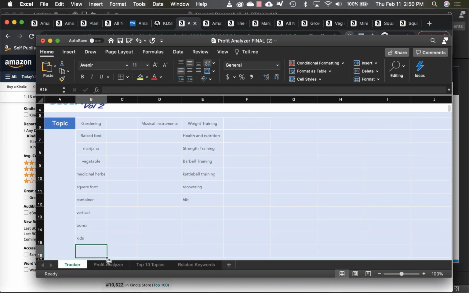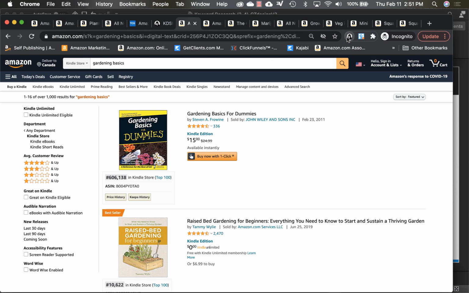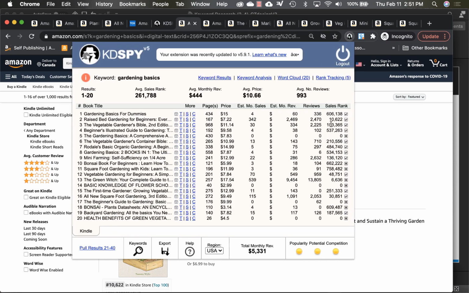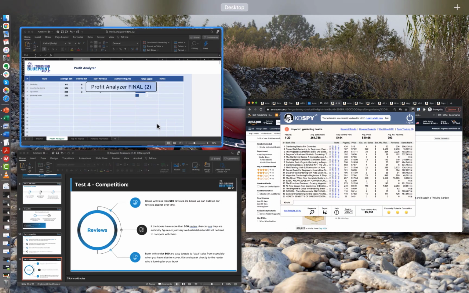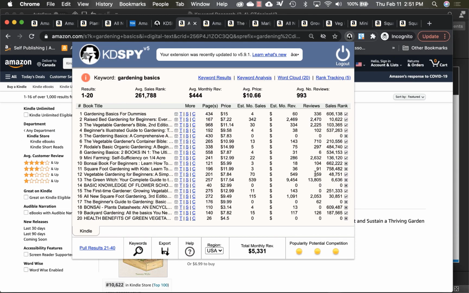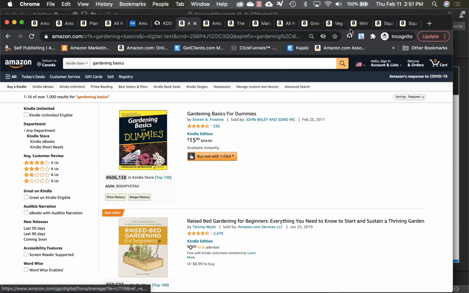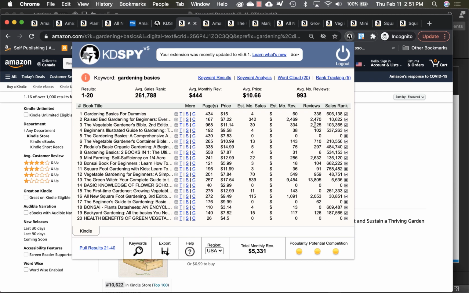Okay, so 261. 50,000 tests. 1, 2, 3. Not exciting. Then 1, 2, 3, 4, 5, 6. And authority figures. This is not looking good anyways. 1, 2, 3, 4. Oh, no, that one got 4.